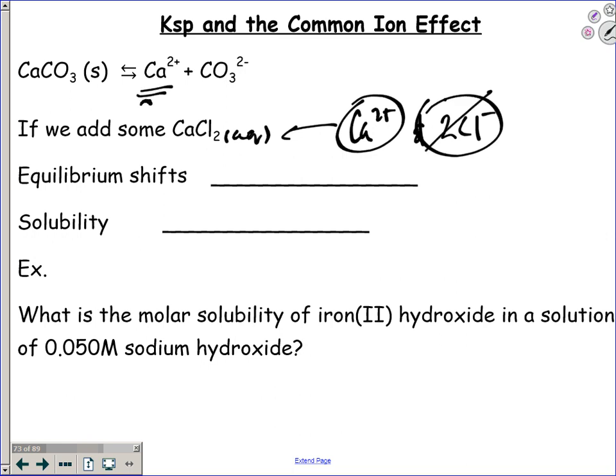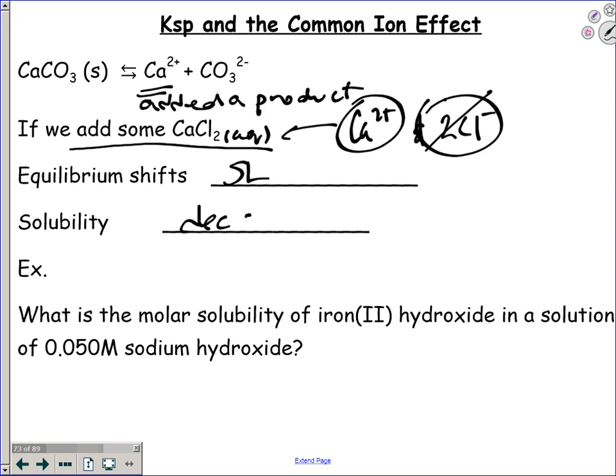So we've essentially added a product, and if we add a product, which way does it shift? Left. Okay. So now that we know we're talking about solubility, if I shift left, what have I done to the solubility of calcium carbonate in this solution? I've decreased the solubility, because I have not allowed as much calcium and carbonate to dissociate by way of shifting left.